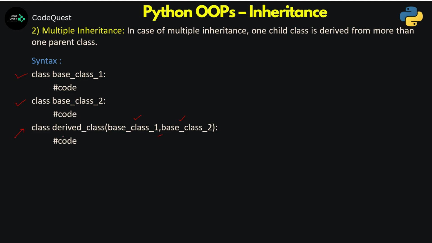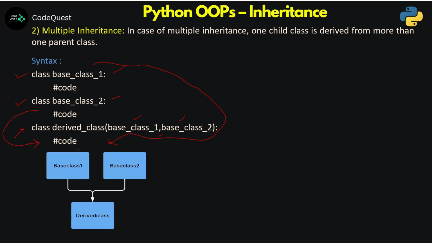Because this is a derived class of both these parent classes, whatever members base class 1 has will be available in this derived class. Similarly, whatever members we have in base class 2 are also available within this derived class. Apart from these members of base class 1 and base class 2, the derived class can also have its own methods or members. So this is our derived class taking all the members of base class 1 as well as base class 2.